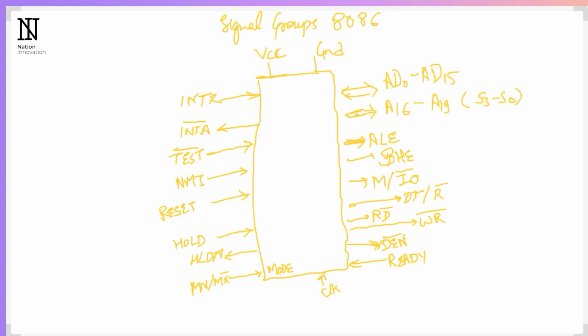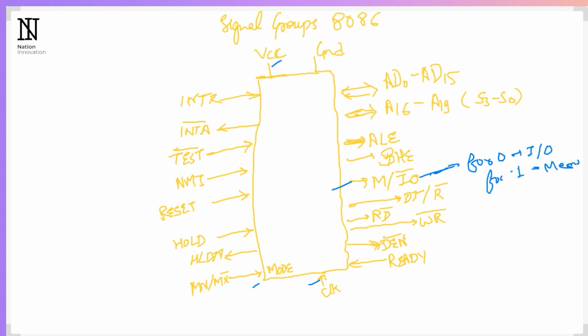This diagram represents the signal groups of the 8086 microprocessor. We have VCC, ground, and the clock pin. Then we have the mode pin, which enables minimum or maximum mode. Then we have this memory input output, M/IO. This is basically a status line logically equivalent to S2 in maximum mode. When it is low, it indicates the CPU is having an input output operation. That means for 0, it means input output operations, and for 1, it means memory operation.